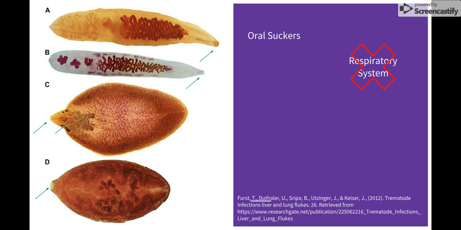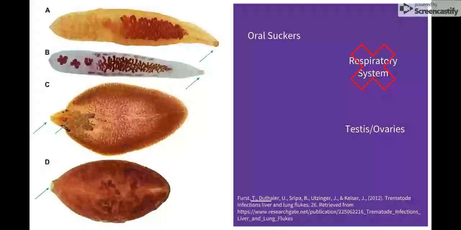So the respiratory system, where do you think the respiratory system is? If you said that was a trick question, you're correct. They don't have a respiratory system. They work more like hot tubs. They don't have things like lungs. So their testes and ovaries, where might those be? If you can find where the oral sucker is, you know where the anterior part of the parasite is, and the posterior, so you should be able to figure that out. The testes are here. This might be the ovary for that one. That's what I'm thinking, but I didn't label it.